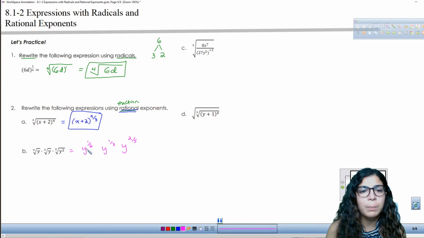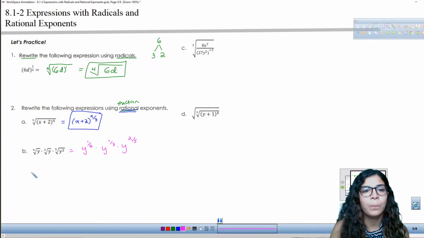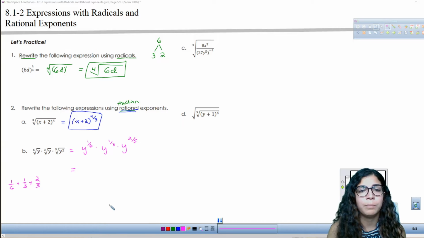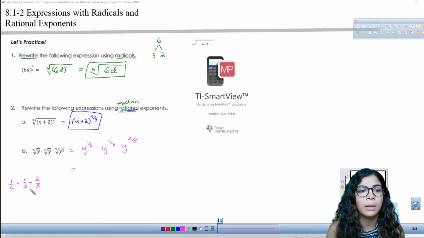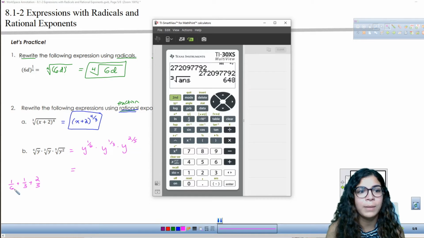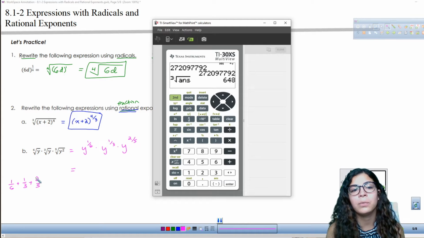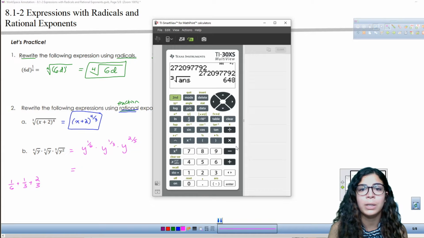Because all of these bases are y, and these are all multiplying together, you can add the exponents. So we will need to combine and add, and I'll do this work here on the side: 1/6 plus 1/3 plus 2/5. In order to add these fractions, you do need common denominators. You could find the least common multiple, which would be 30. Multiply this fraction by 5, that would make the denominator 30. Multiply this fraction by 10, that would make the denominator 30. Multiply this fraction by 6, and that would make this denominator 30.